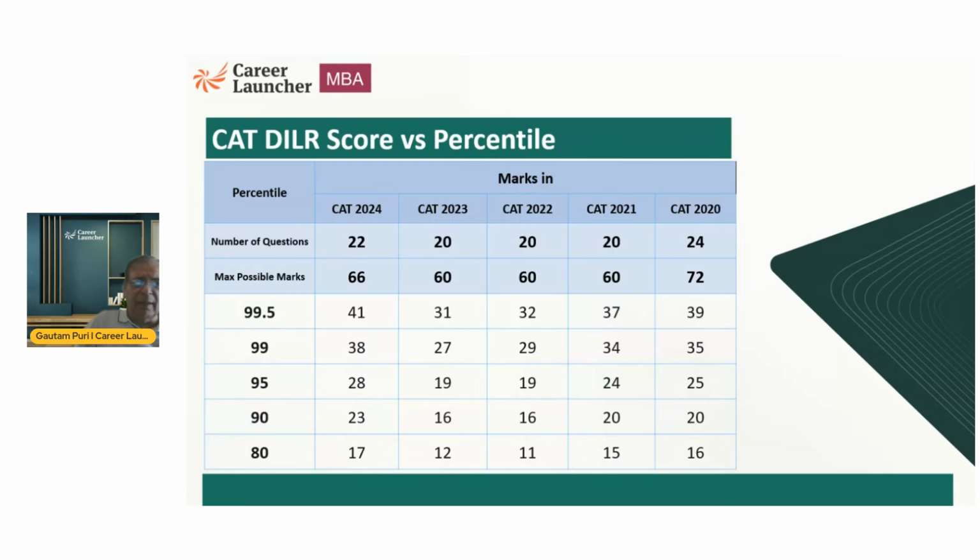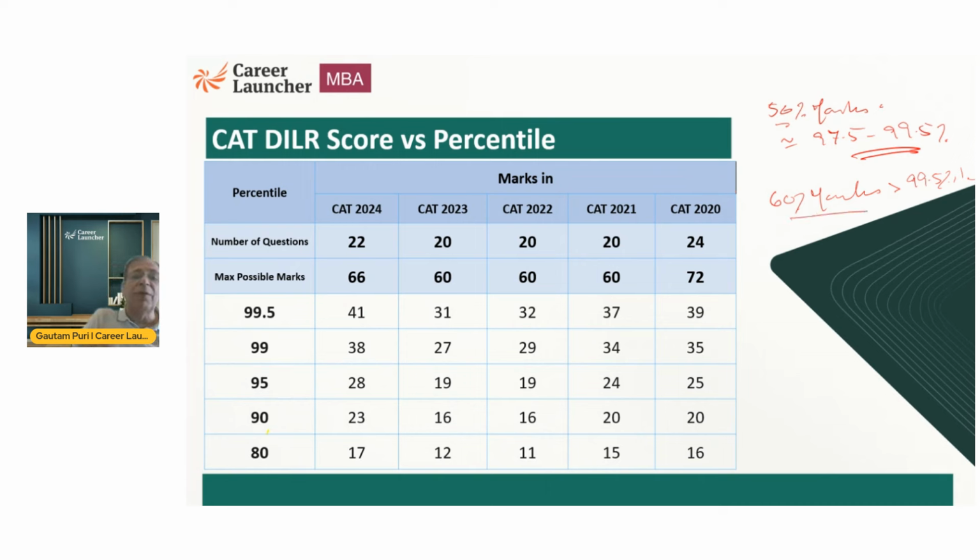Let me give you one piece of data which I start with every time, because I think it is very important that all students remember this. What I want you to remember is that 50% marks is somewhere around 97.5 to 99.5 percentile. Please remember, as far as DILR is concerned, 50% marks is a good score, and if you end up with 60% marks, you will be above 99 percentile, most of the time more than 99.5. This is the reality of CAT.